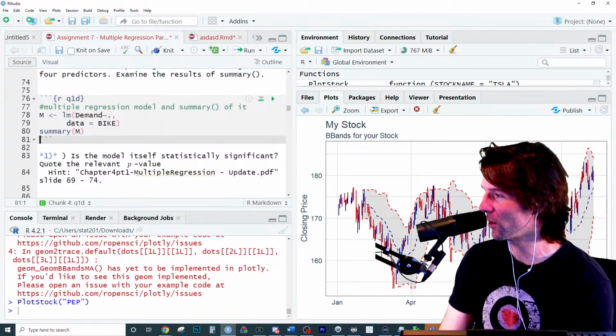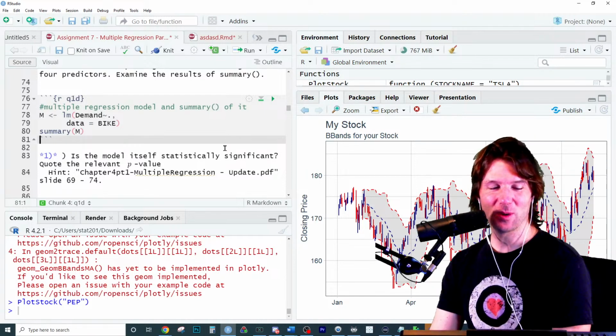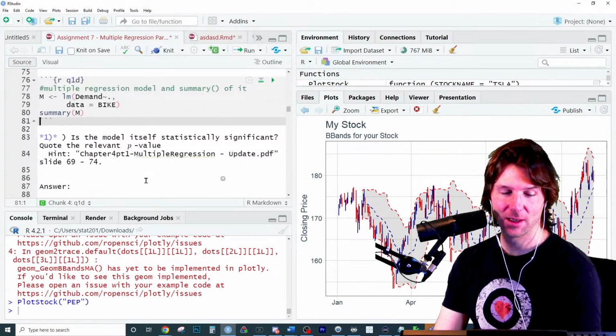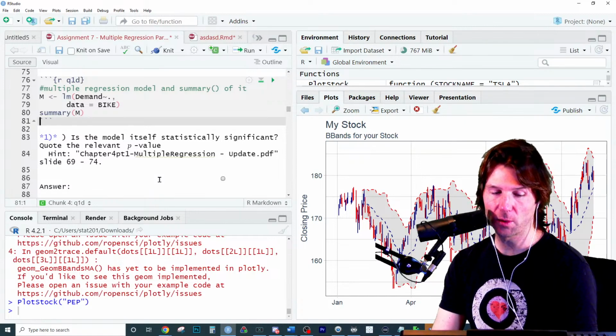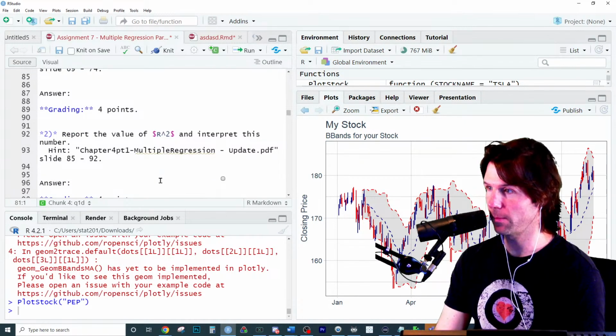So which parts are we wondering about with this one right here? Freshman Zoe would be shocked. Which questions are you wondering about for the bike data right here? Is the model itself statistically significant? Quote the relevant p-value. Report the value of R squared and interpret this number.